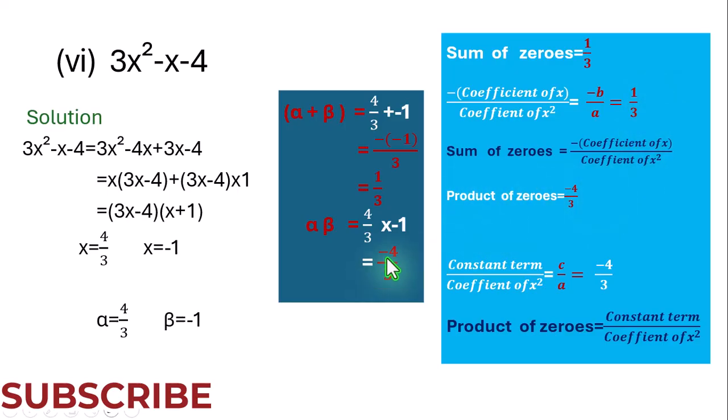Then product of zeros is minus 4 upon 3. Constant term upon coefficient of x square: the constant is minus 4 and the coefficient of x square is 3, so minus 4 upon 3. Both are equal. Product of zeros is equal to constant term upon coefficient of x square. Here the relationship is verified.